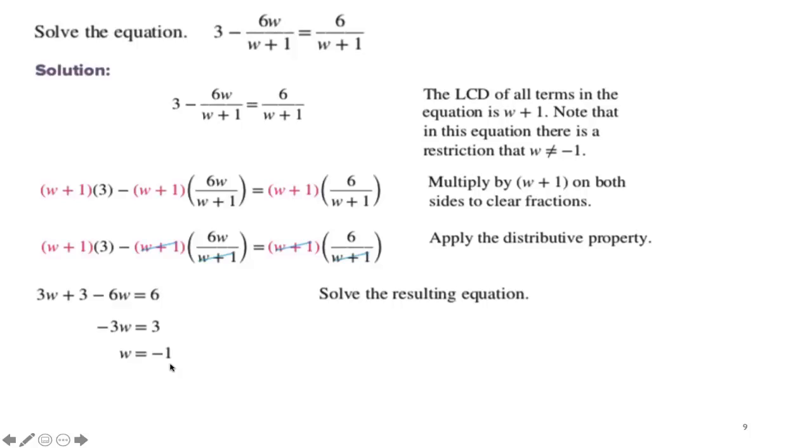Now here's the problem though. W being -1, we have to be careful that we check that this is a real answer, because notice in the original expression there's a restriction on w. W cannot be -1 because -1 will cause a division by 0. And so in fact by following the process here, we only get one possible solution, that's -1, but -1 is actually not even a possible value because of the restriction that w cannot be -1.